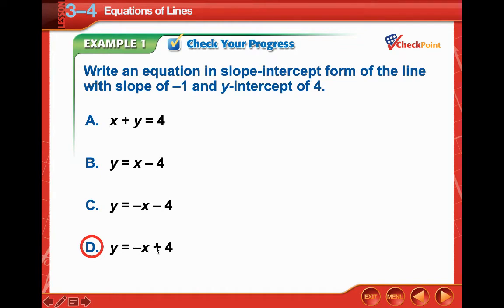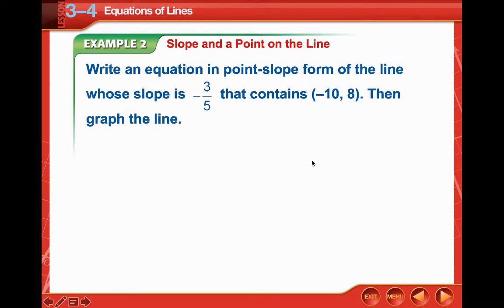So just -x plus 4, our y-intercept. All right. Write an equation in point slope form of the line whose slope is -3/5 that contains (-10, 8). Then graph the line.